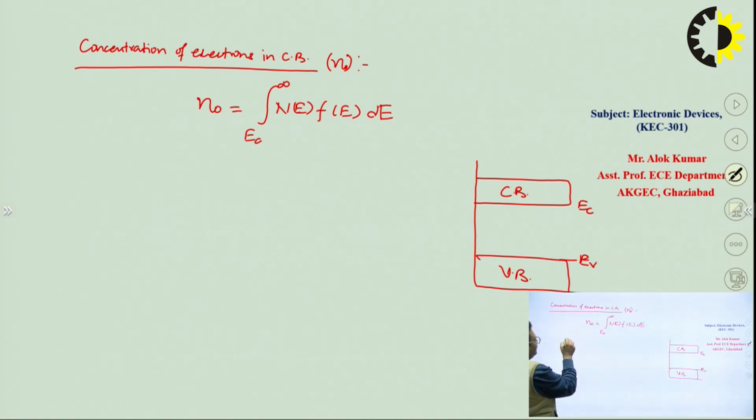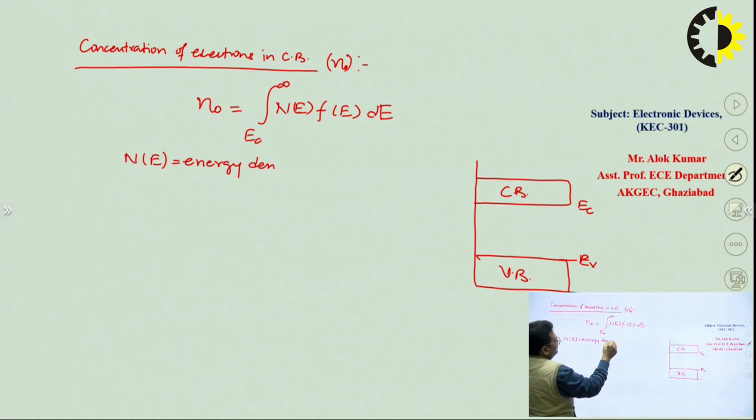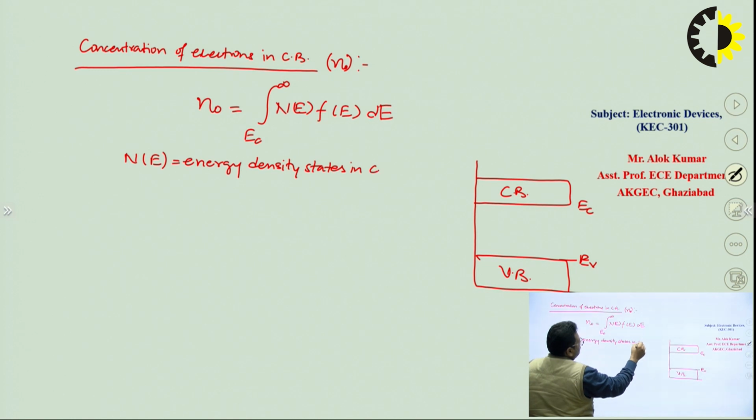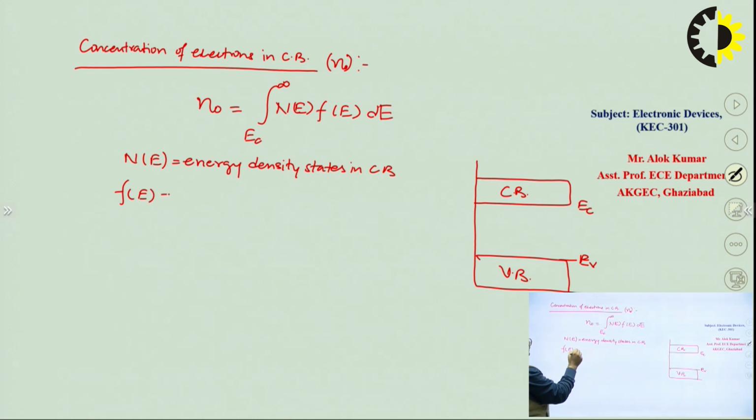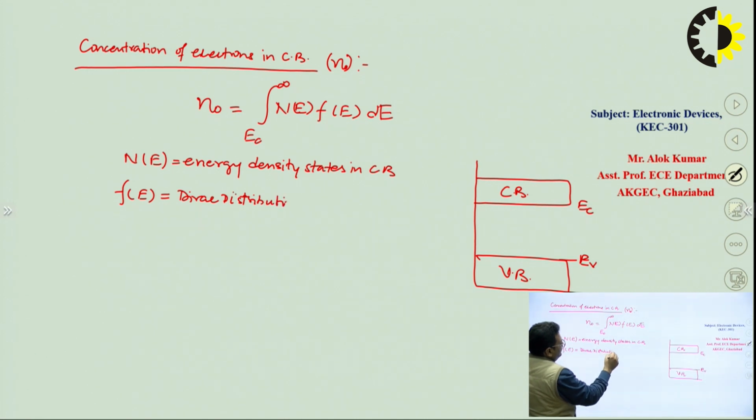Similarly, what is N(E)? N(E) is the energy density of states in the conduction band. And what is F(E)? F(E) is the Fermi-Dirac distribution function, right?